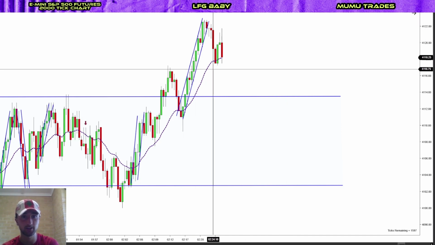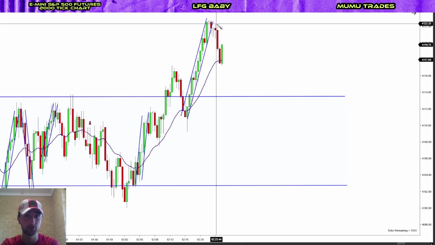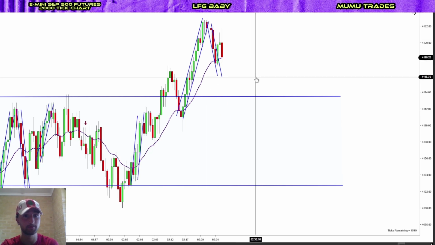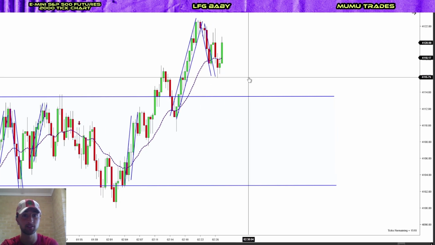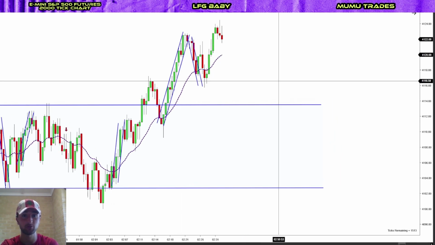We have a first entry long, second entry long right here. But we do have to respect this short-term downtrend, and we're expecting a new low of it before we can resume thinking to go long. So we have a break and a new high of the short-term uptrend once again.